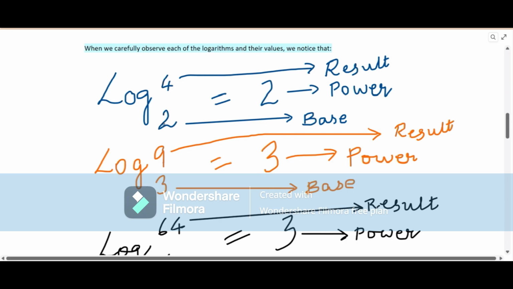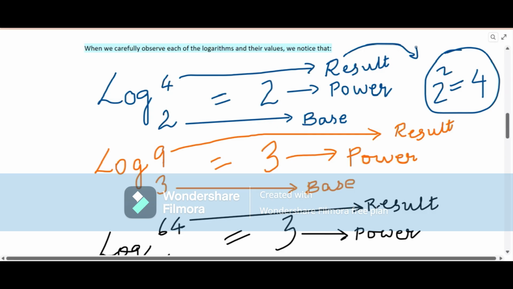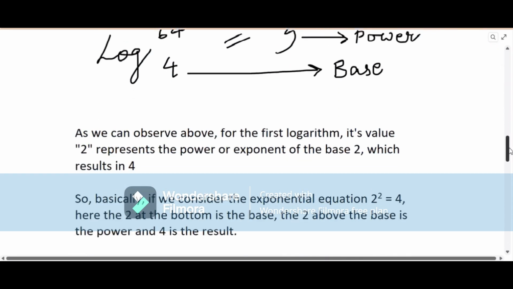So you can see further here log 4 to the base 2 and 2. What each represents has been shown here for you to easily understand or recapitulate. Here 2 is the base, 2 is the power, and 4 is the result. 2 to the power 2 equals 4 is an equation. There is a different way to write this equation, which is log 4 to the base 2 equals 2. In other words, this equation is called an inverse to the exponential equation.